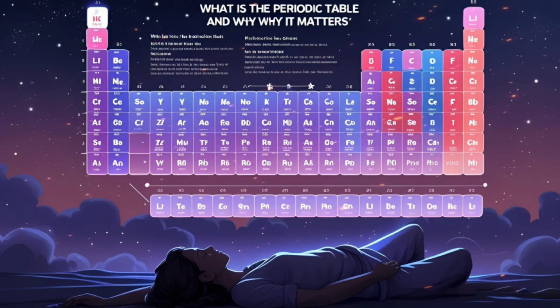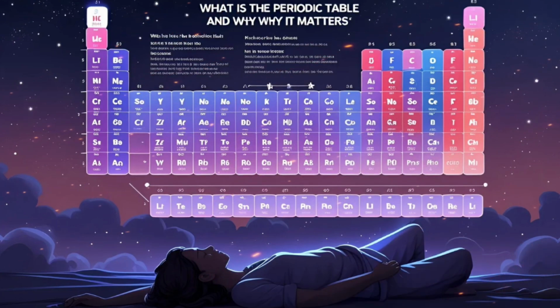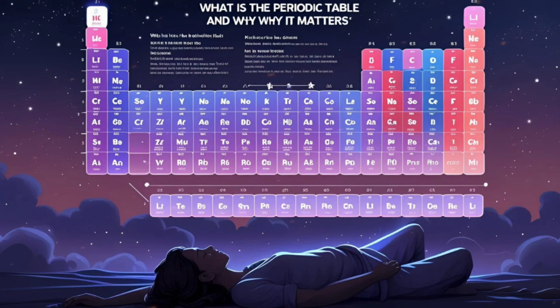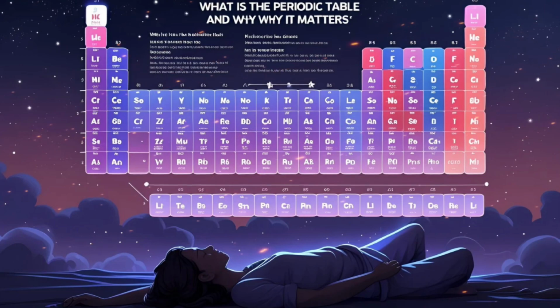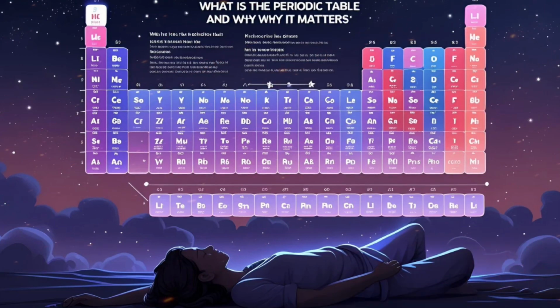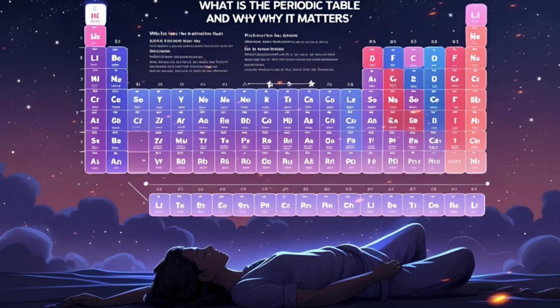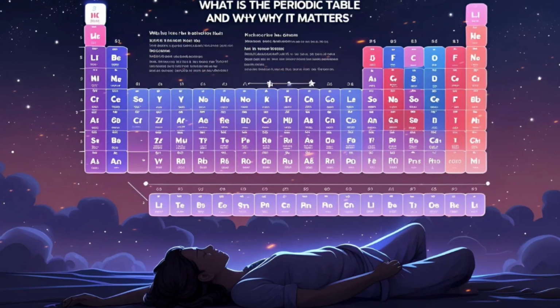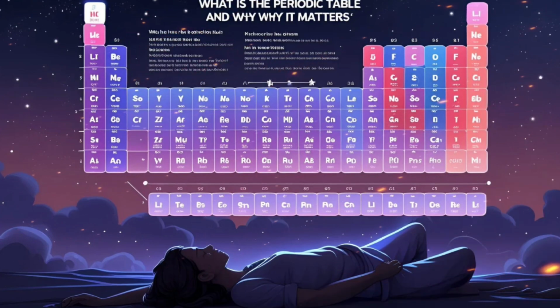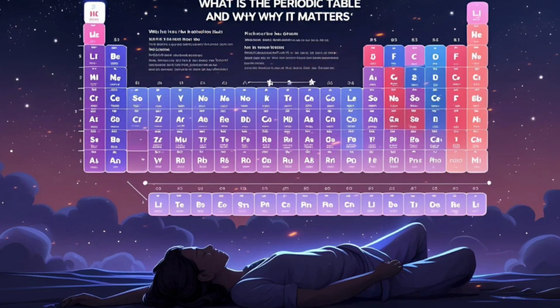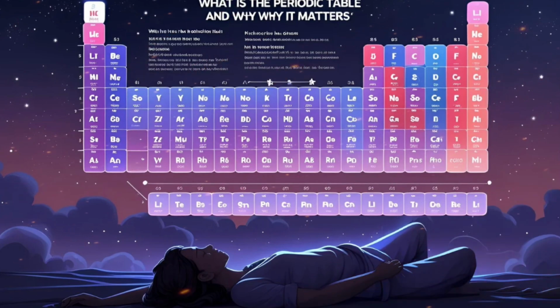Nonmetals occupy the upper right portion of the periodic table. This group includes oxygen, nitrogen, sulfur, chlorine, and all the noble gases. Nonmetals differ significantly from metals in both physical form and chemical behavior. They tend to gain electrons during chemical reactions, forming negative ions or sharing electrons in covalent bonds. Most nonmetals are poor conductors of electricity.